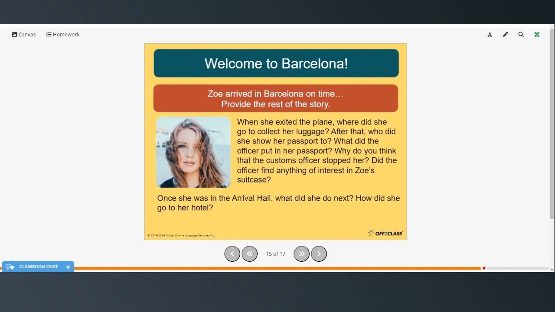And here, if you're having trouble, here are some more things that you might include in the story. When she exited the plane, where did she go to collect her luggage? After that, who did she show her passport to? What did the officer put in her passport? Why do you think that the customs officer stopped her? Did the officer find anything of interest in Zoe's suitcase? And once she was in the arrival hall, where did she go next? How did she get to her hotel?